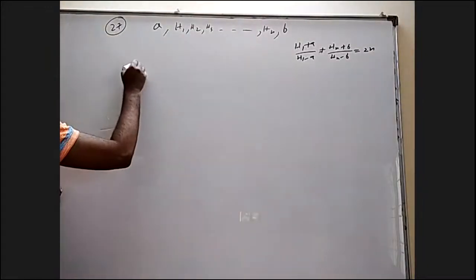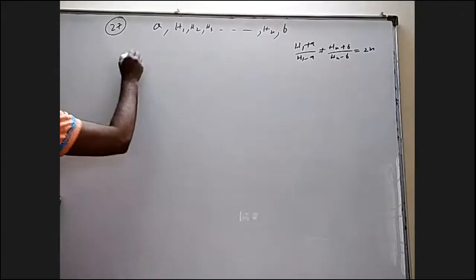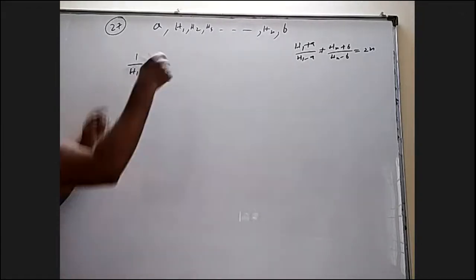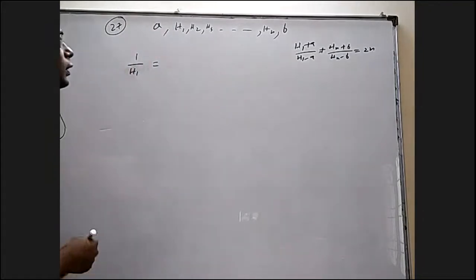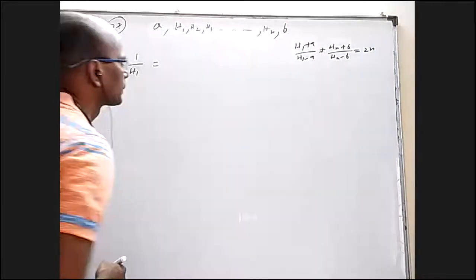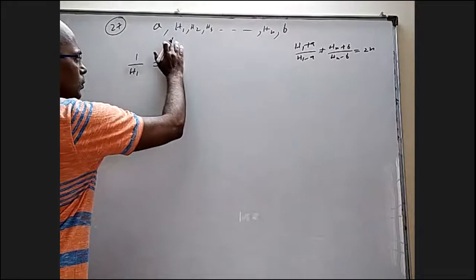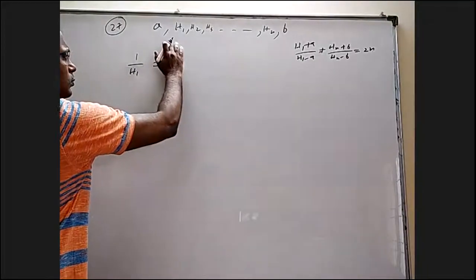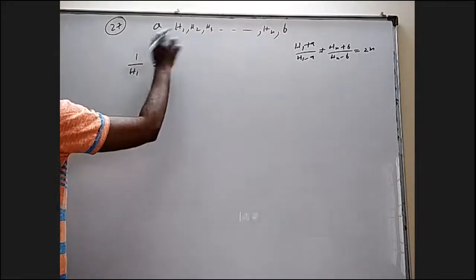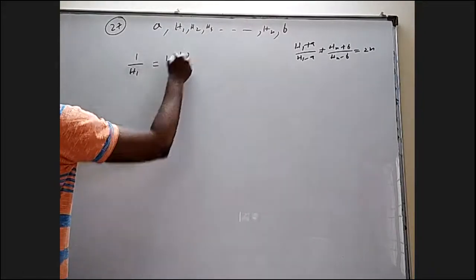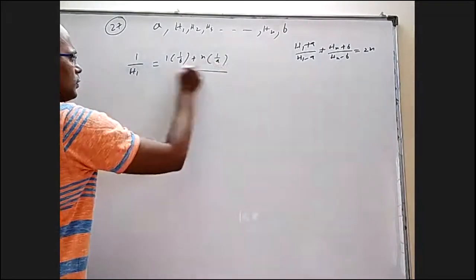Okay, so for the first harmonic mean, what is the formula we have? Take the reciprocals, which are in AP, and divide in the ratio 1 is to n. So 1 by H1 is 1 into 1 by B plus n into 1 by A, by n plus 1.